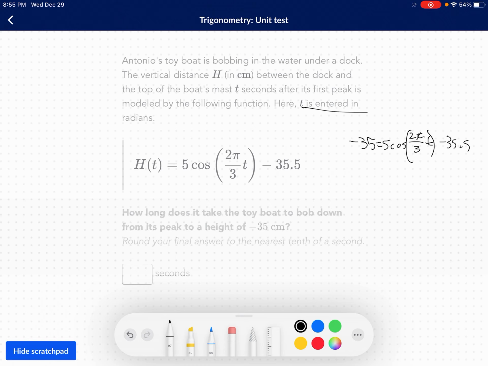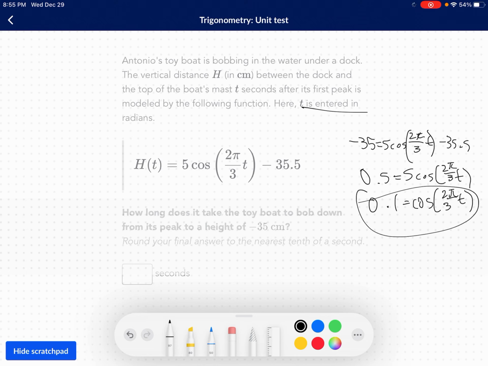Okay. Add 35.5 to both sides. You get 0.5. And divide by 5 on both sides. You get 0.1. And solve normally. So I'm just gonna use this first idea. I'm not gonna add 2 pi in because I don't think I need to here.